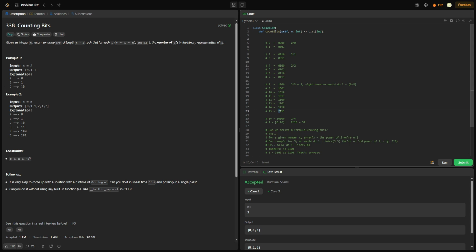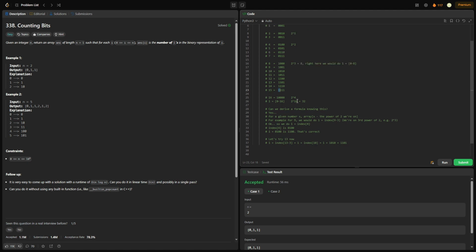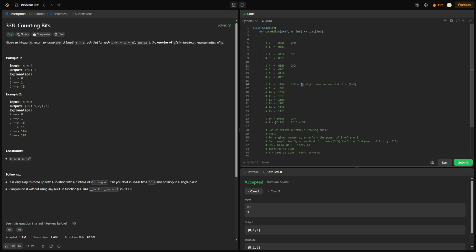It's kind of hard to observe and understand this if you don't draw out a table. I think the efficient solution to this problem is a little hard to come up with on your own, to be honest. Really, the formula is, for any given number x, the array of x minus the last power of 2 we encountered. So if we're at 13, the last power of 2 is 8, and we do x minus that power of 2.